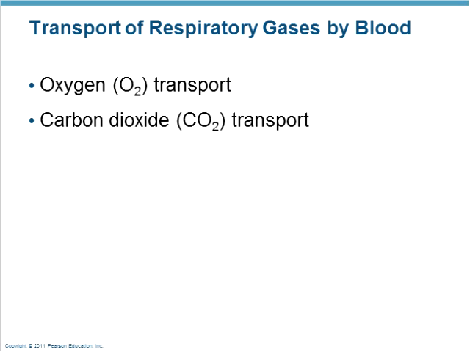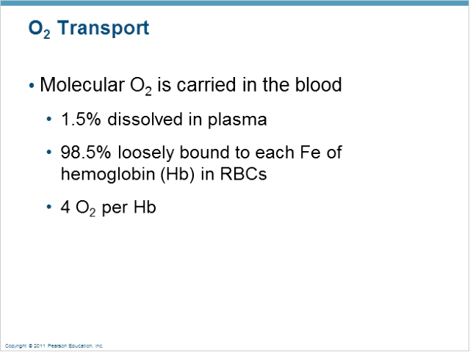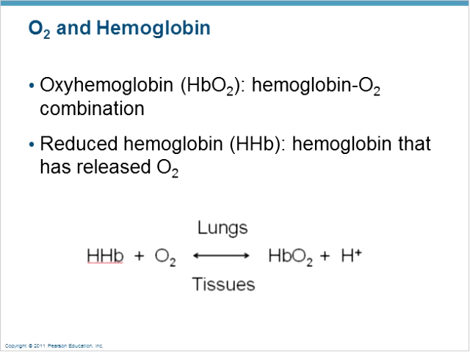The transport of respiratory gases by the blood talks about oxygen transport and carbon dioxide transport. Oxygen transport: molecular oxygen is carried in the blood. 1.5% is dissolved in plasma, not very much. And so 98.5% is loosely bound to each ferrous molecule of the hemoglobin in the red blood cells. There are 4 ferrous molecules, and so 4 O2s, if you will, are able to be carried by the hemoglobin.